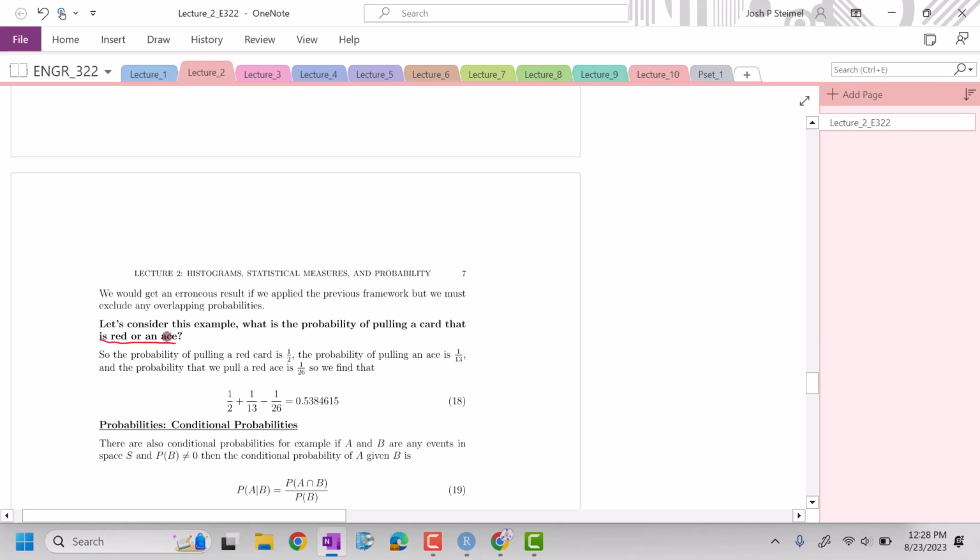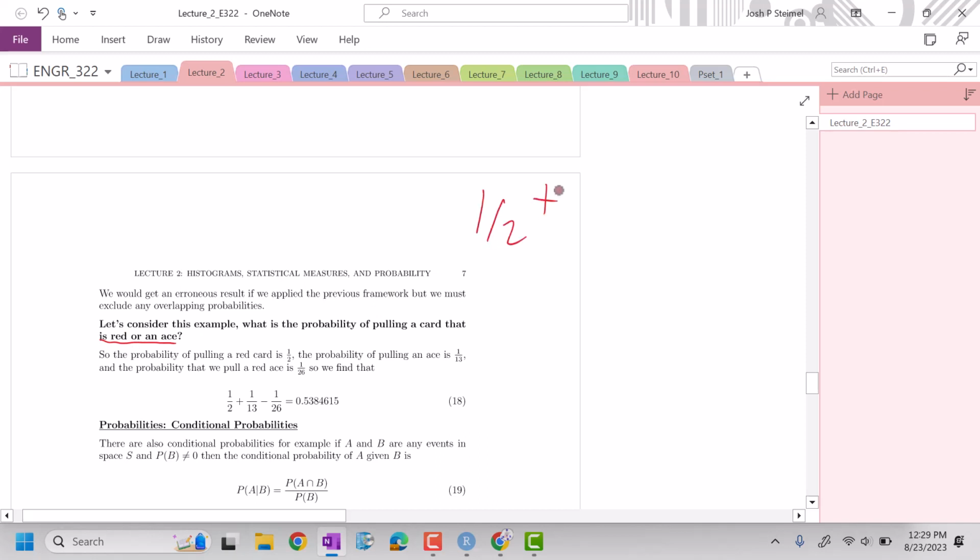So again, we can see, and actually we know from our deck of cards, that one event can definitely satisfy this, because we have an ace of hearts and an ace of diamonds. So these are automatically not mutually exclusive events. So what is the probability? A is pulling a red card. So the probability of pulling a red card is a half.